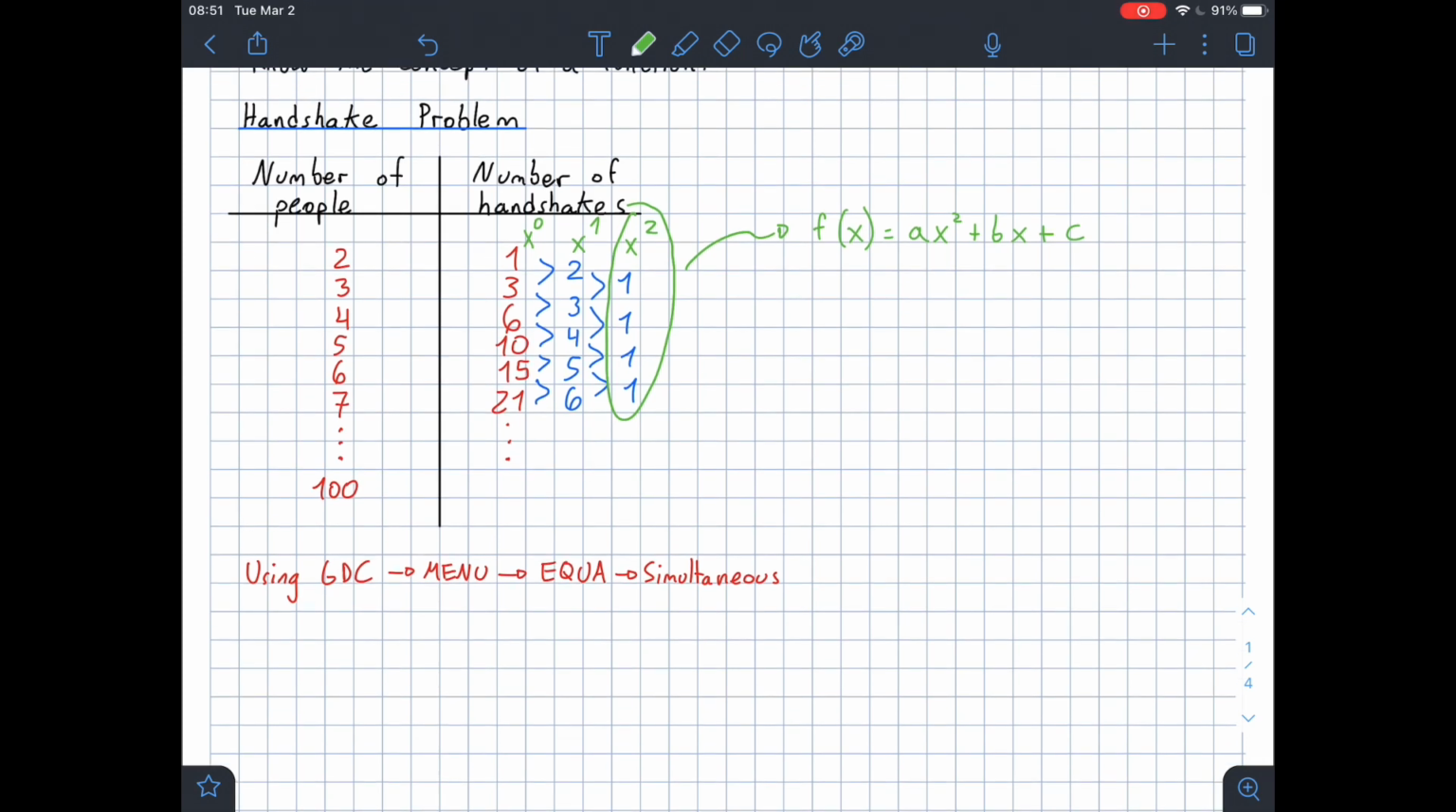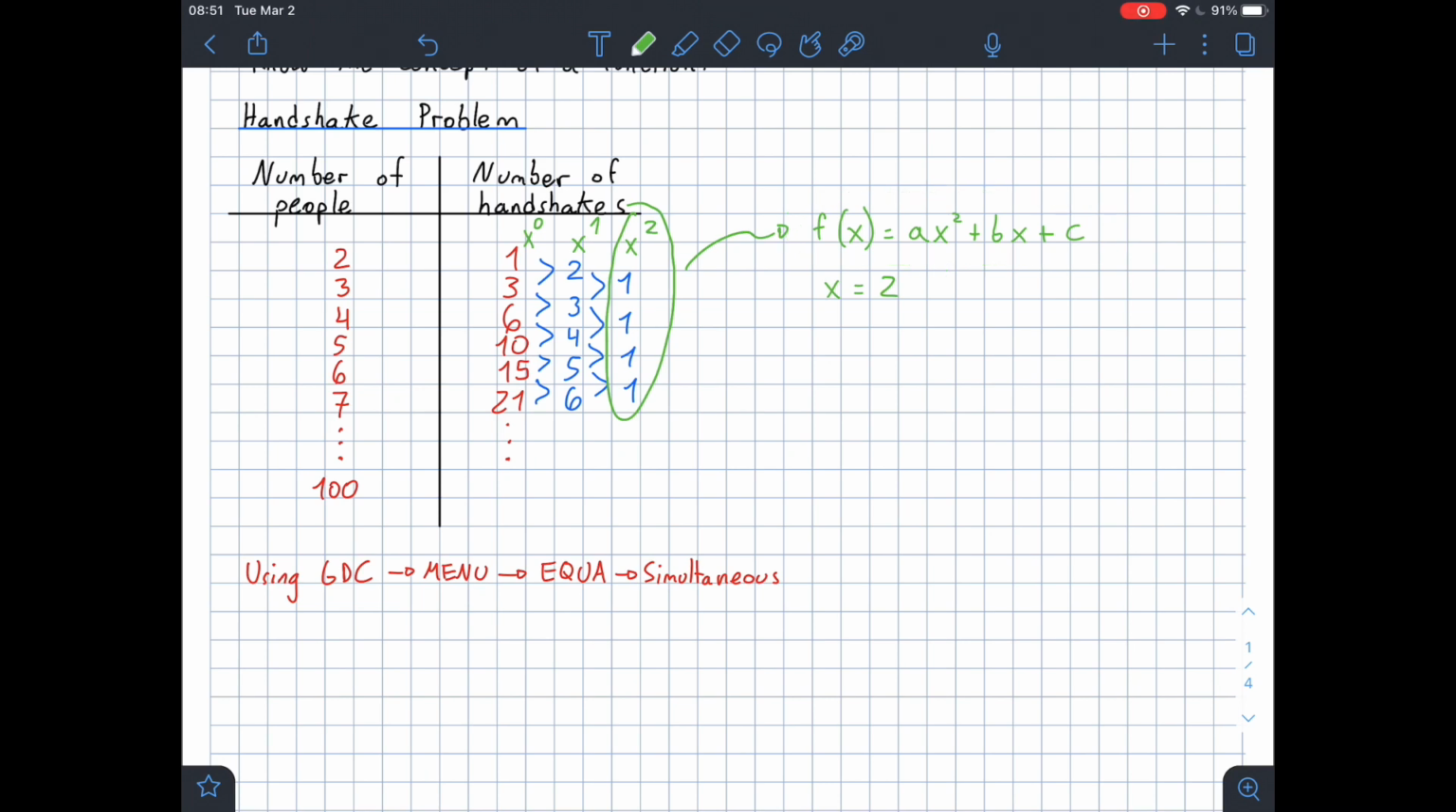So how do I solve this? Well, I need to create a system of equations which will allow me to find the coefficients of A, B, and C. So in order to do that, I'm going to start by picking any value of x. For example, x is equal to 2, right? So I'm going to plug that into this function.